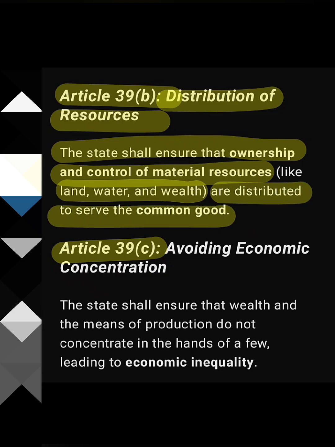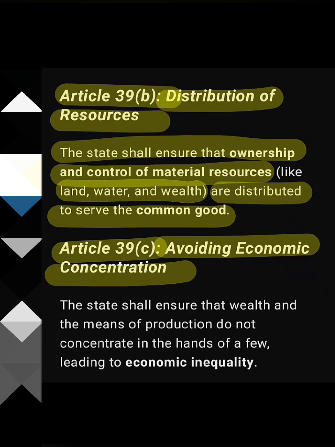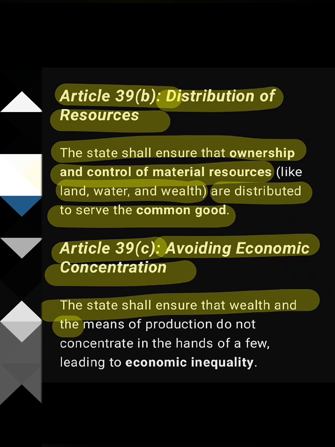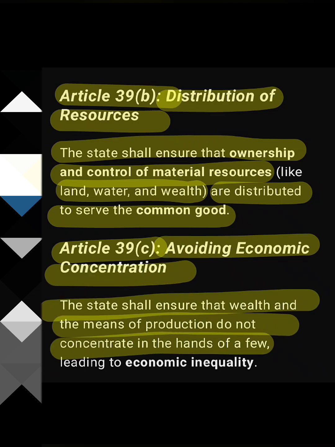common good. And also Article 39C says, avoiding economic concentration, the state shall ensure that wealth and means of production do not concentrate in the hands of a few, leading to economic inequality. So this is basically a directive to the state to ensure distribution of resources and also to avoid the economic concentration in the hands of a few.